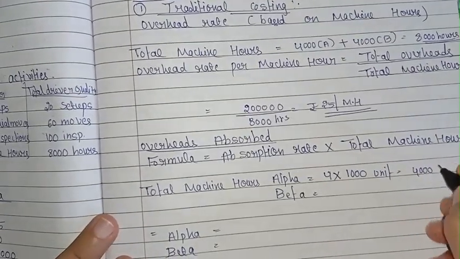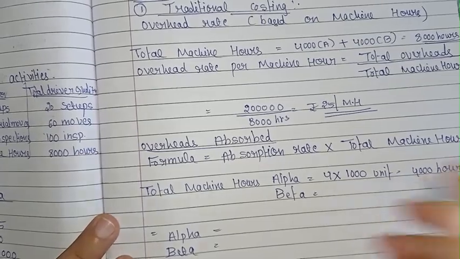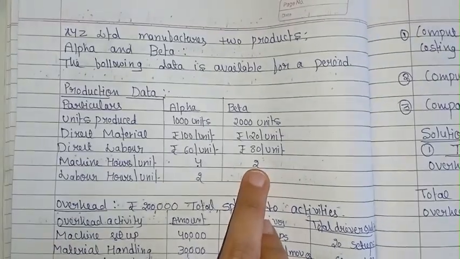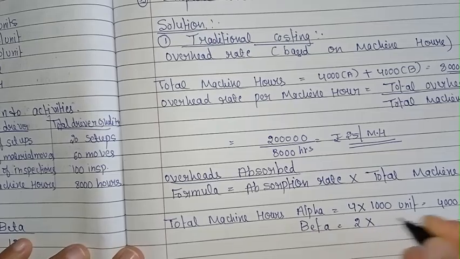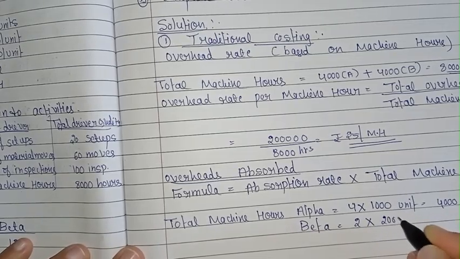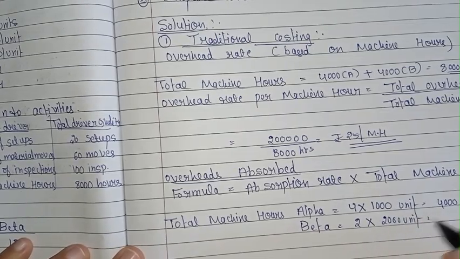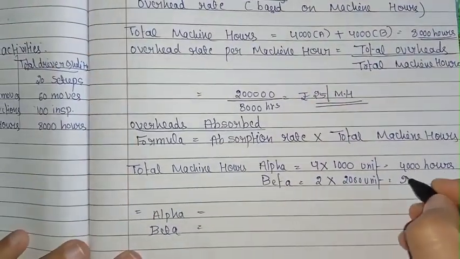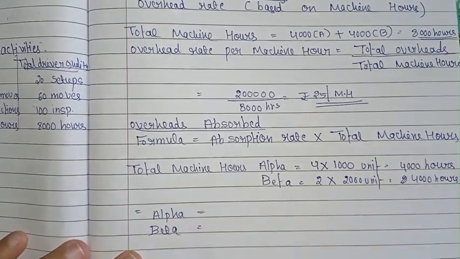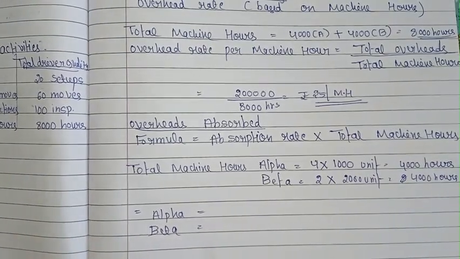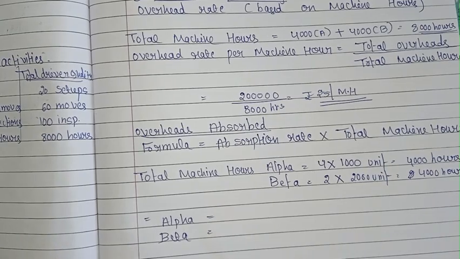4000 hours. And for beta, machine hours per unit is 2 and units 2000 units. So beta, 2 per unit into 2000 units equals 4000 hours. Clear? I hope this is clear to you all. Now what we have to do?